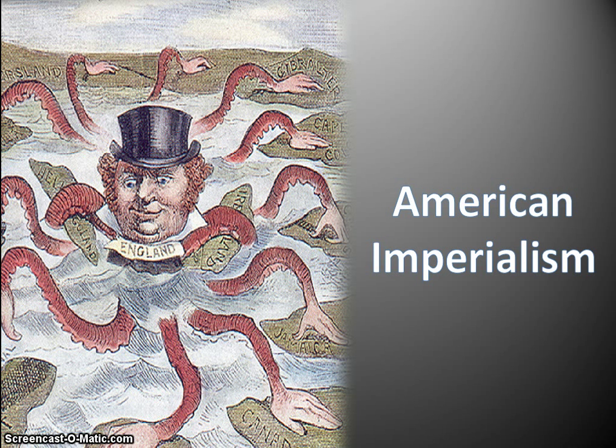Okay guys, so today we're going to be going over American imperialism. Here in the political cartoon that you see here, it says England, and you can see that it is portrayed as an octopus, and all the tentacles are getting other islands or properties or territories, right? So it's just one country taking over other countries or territories.